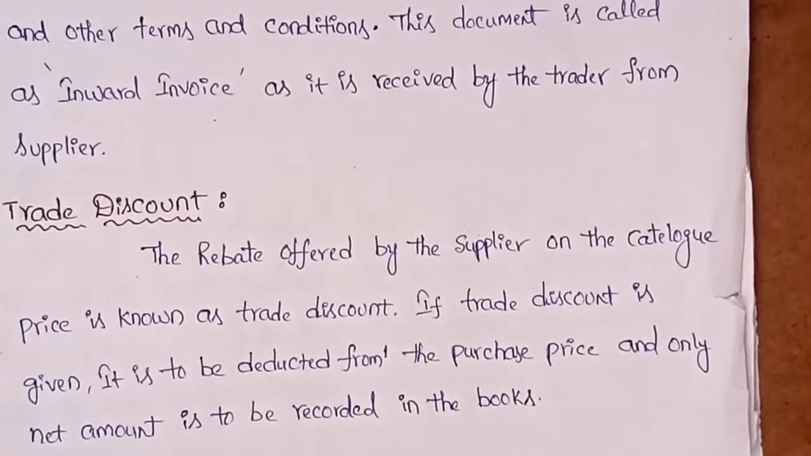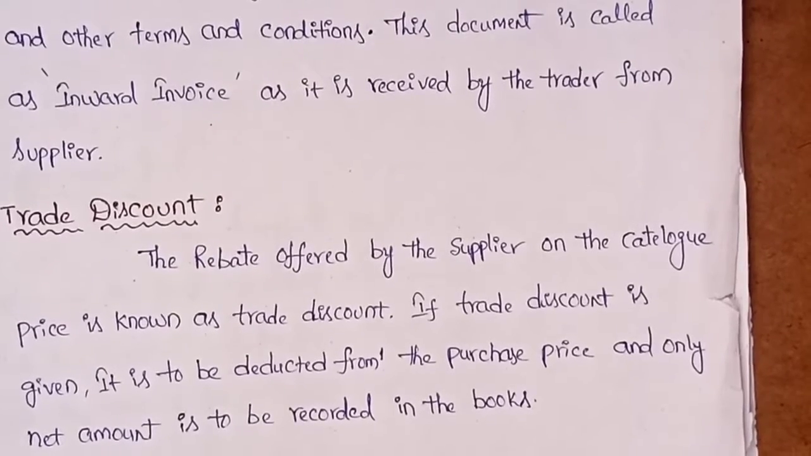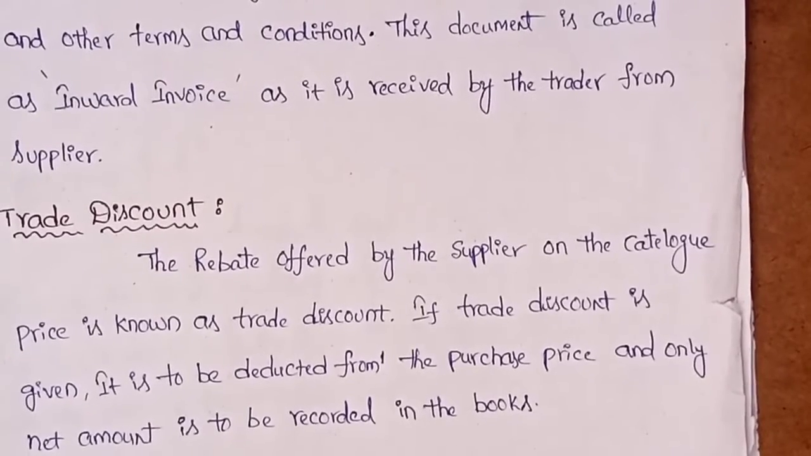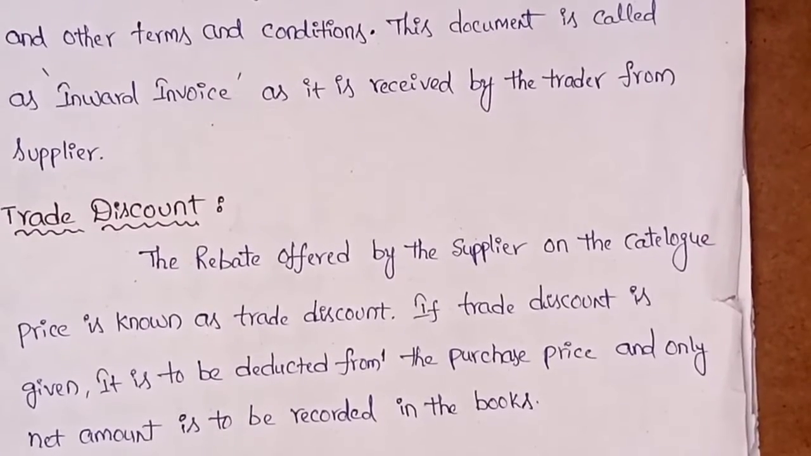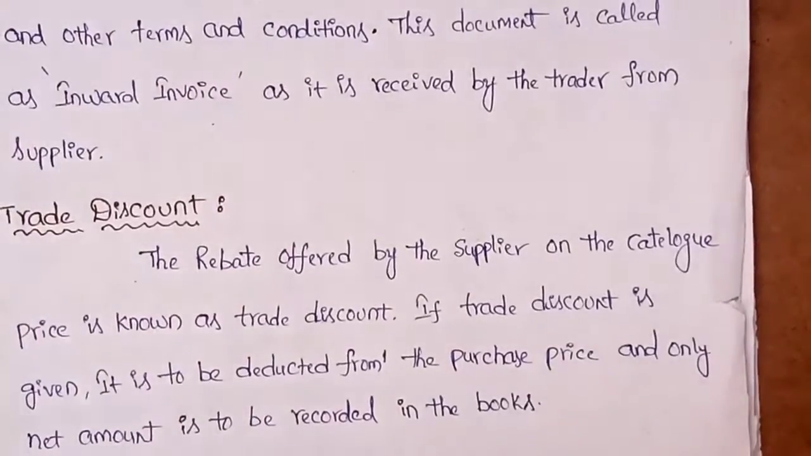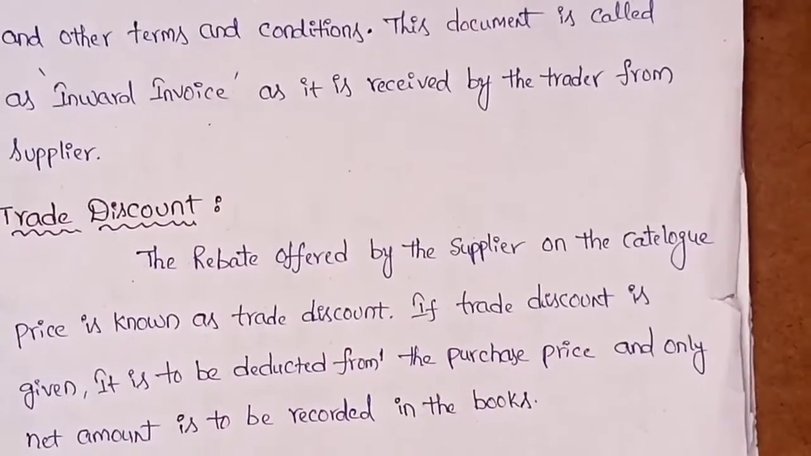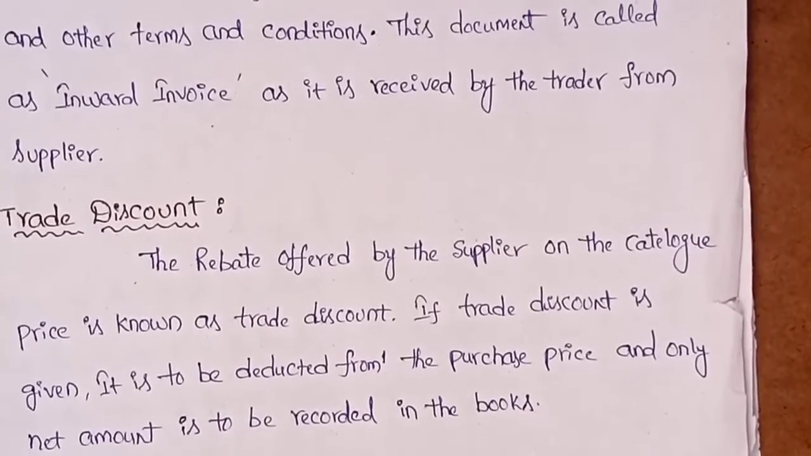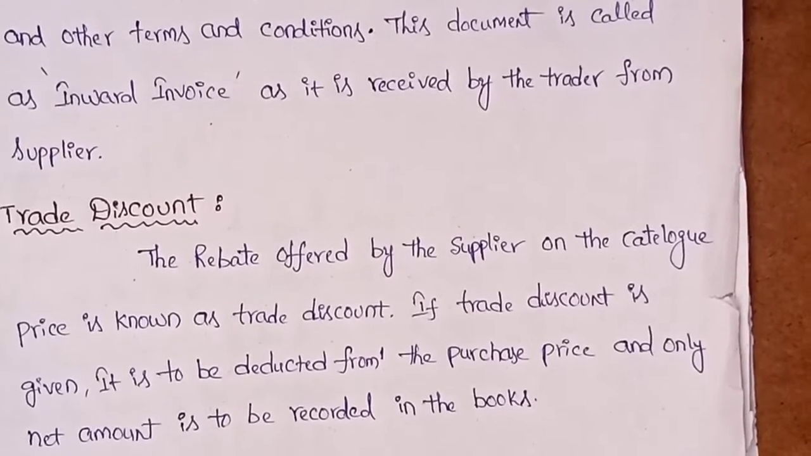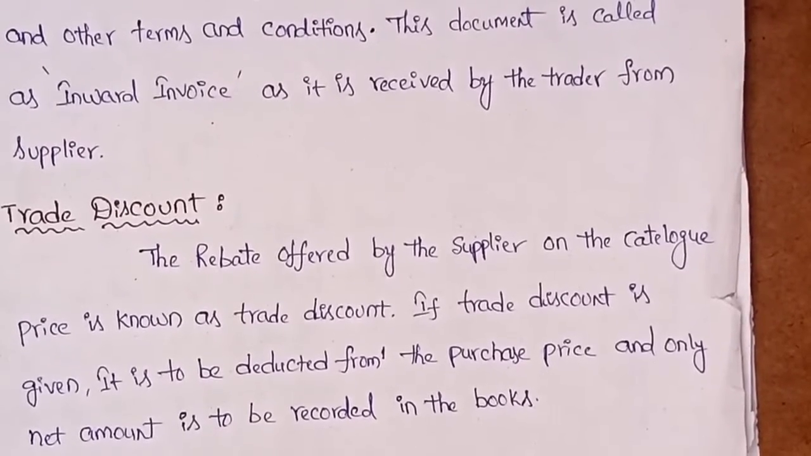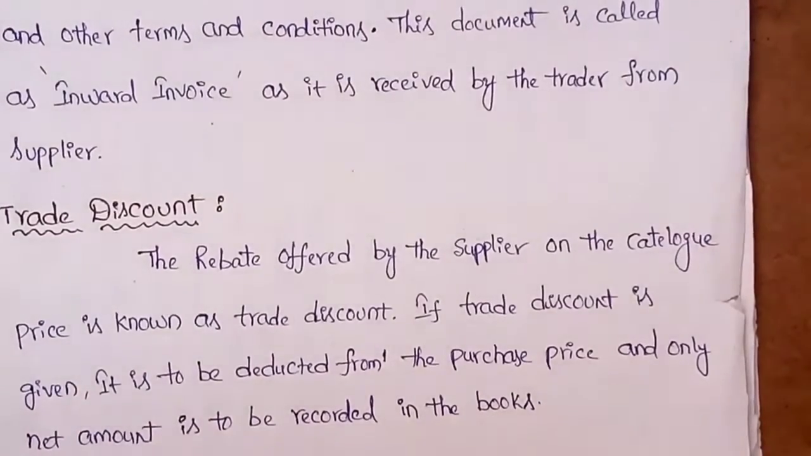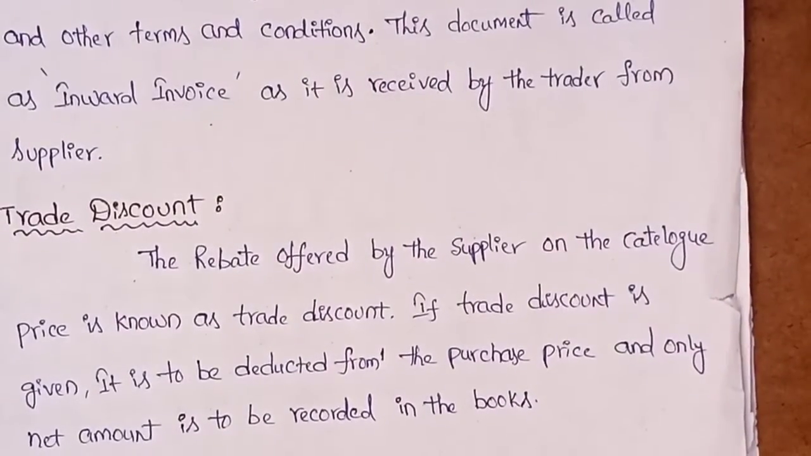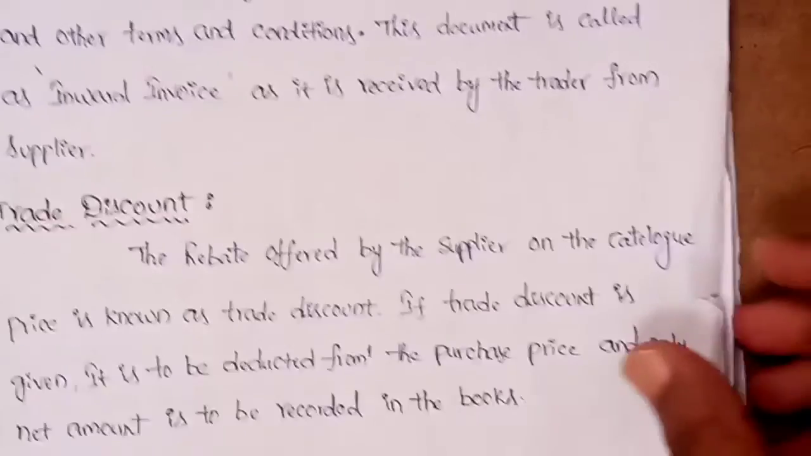What is trade discount? The rebate offered by the supplier on the catalog price, that means purchase price, is known as trade discount. If trade discount is given in the transactions, it is to be deducted from the purchase price and only the net amount is to be recorded. That means we won't show the trade discount amount, we just deduct it from the purchase price and record only the remaining amount in the subsidiary books. This is the trade discount.